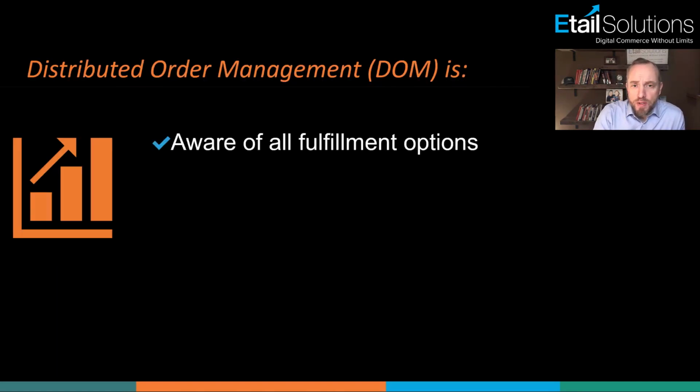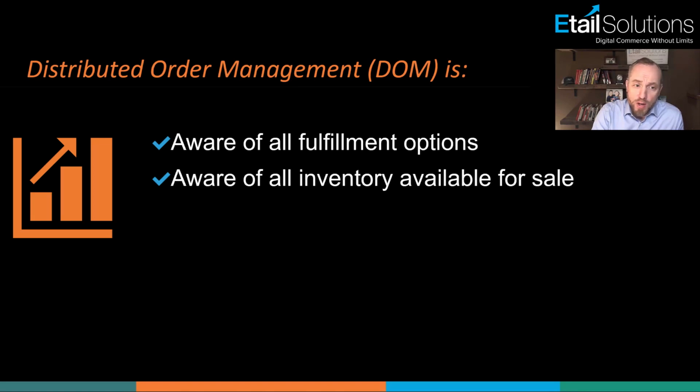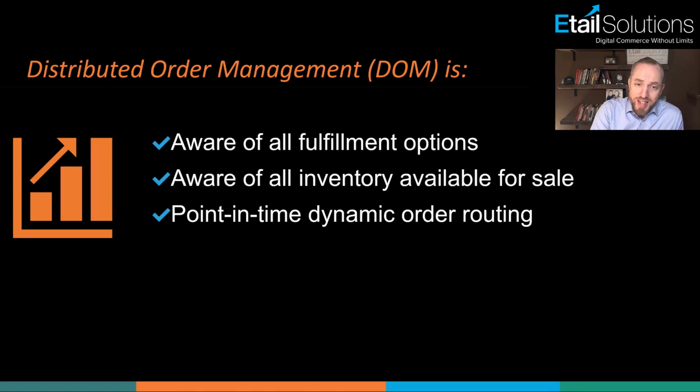So DOM, first of all, you might consider this a dynamic order routing tool set. DOM is aware, first of all, of your different fulfillment options. It's aware of all inventory available for sale. It's a point in time routing tool. So as I mentioned, we have an order in hand, we have to do something with it. And it's really a profit maximizer, right? So it's the ability to increase that margin after the sale.